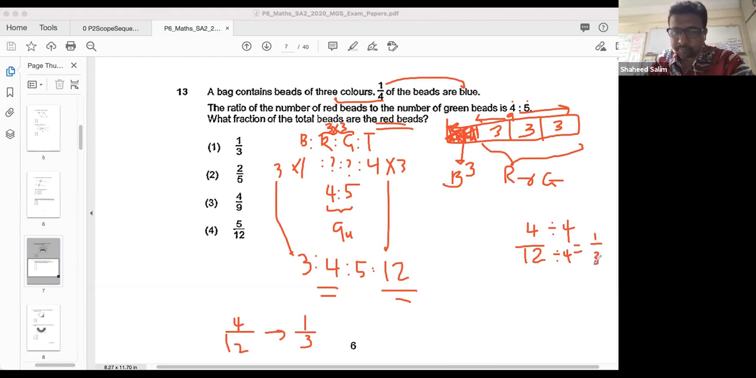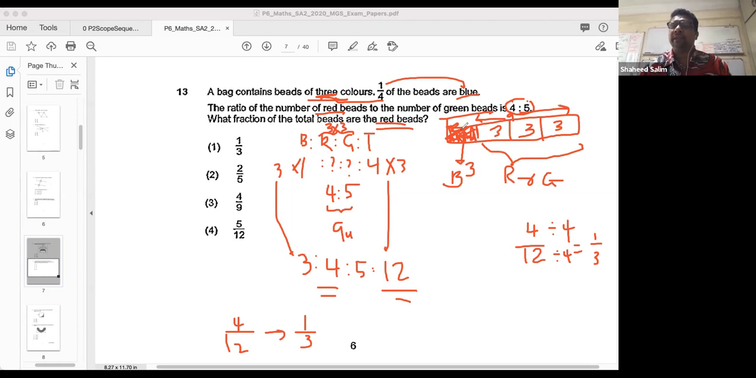You can also do it by this method. Whichever method you feel you understand, you use it. So I repeat. First thing is they tell you 1/4 is blue. So I draw 4, I shade 1. That means the balance 3 squares must be red and green, because there are only 3 colors here: blue, red, green. So blue is 1 out of 4. Red and green must be 3 squares, and these 3 squares equal 9 units. They say red is 4, green is 5, add together become 9. So 3 squares represent 9. 1 square, 9 divided by 3 is 3. So this is 3, this is 3, this is 3, this is 3.